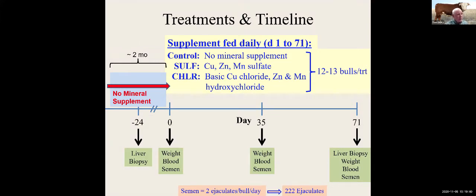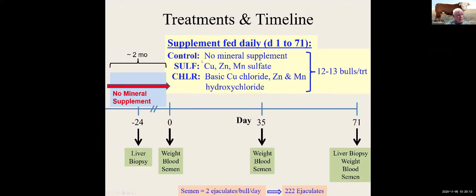The majority of these bulls had absolutely no mineral supplement provided to them for 2 months prior to the onset of the study. And 24 days before the onset of the study, we collected a liver biopsy from these bulls and then used liver copper concentration as a block to separate bulls into the different treatments. Our treatments began on day 0 and were fed for 71 days.